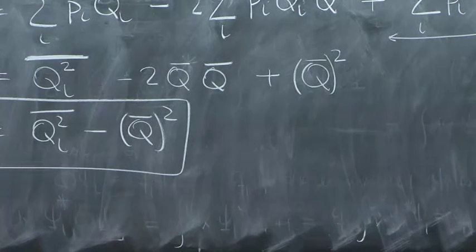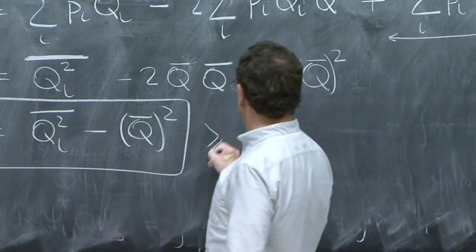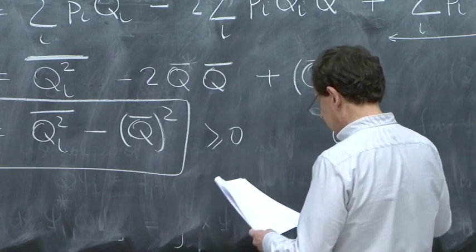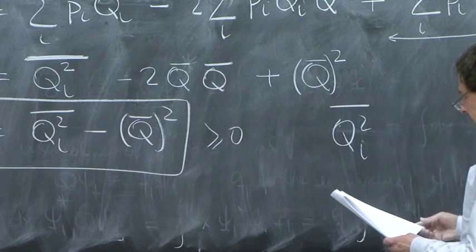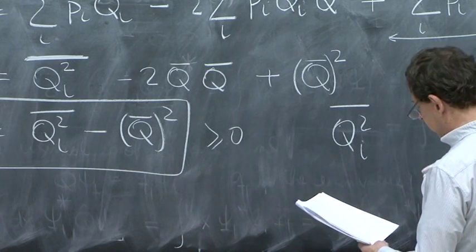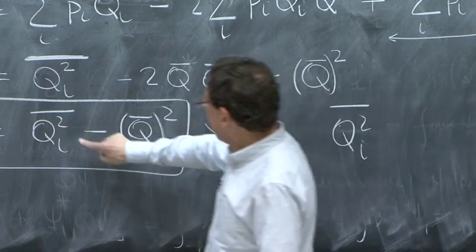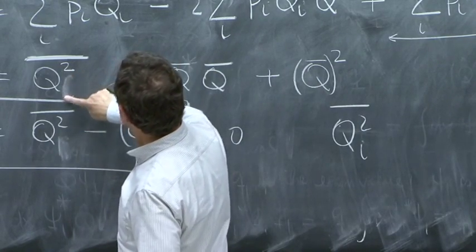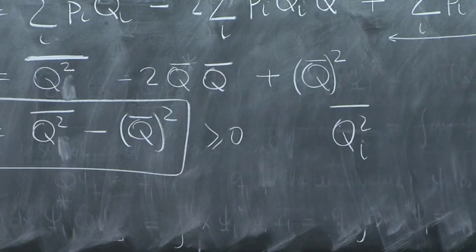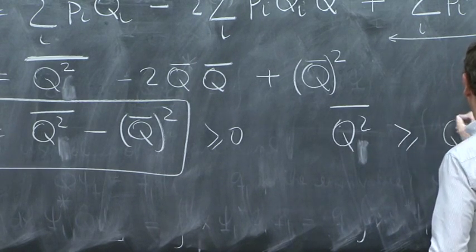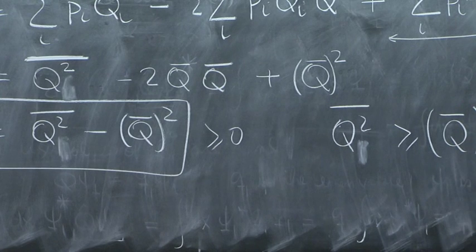And from this, since this is greater than or equal to 0, you always conclude that the mean of the square is always bigger than the square of the mean. It's a random variable Q squared. So the mean of the square of this is greater than or equal to Q bar squared. Okay.